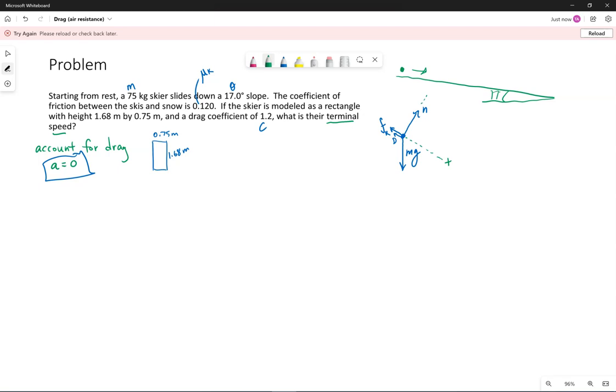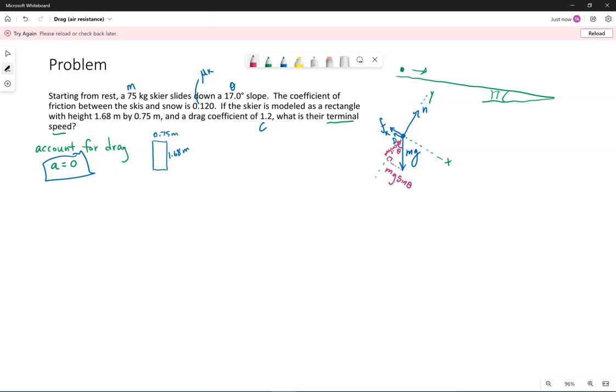Now, because this problem is on a slope, I'm going to rotate the coordinate system. One nice thing about that is it makes it so gravity is the only force that has both x and y components. The incline angle is always the angle between mg and the new y-axis. So this side will be mg sine theta because we are opposite the angle. This side will be mg cosine theta because we're adjacent to the angle.